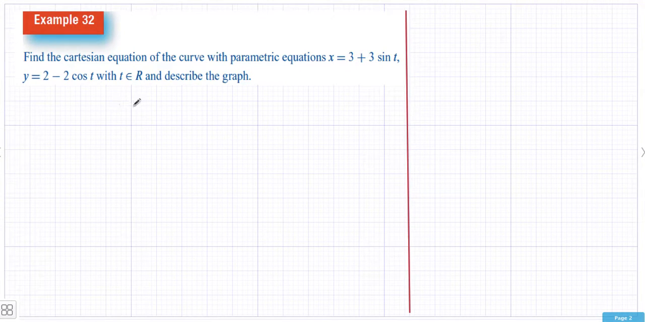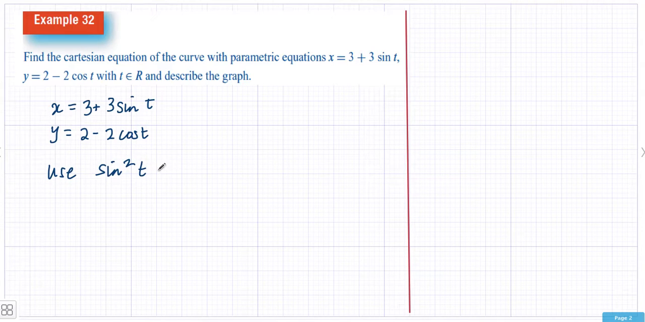Right, this is very similar to the previous example that we looked at. We've got two equations, our parametric equations. This time the parameter is t. Okay, so we're working with t. Now again, I can see I've got sine and cos. I'm going to link those together by using the Pythagorean identity, this time in terms of t. Sine squared t plus cos squared t equals 1.